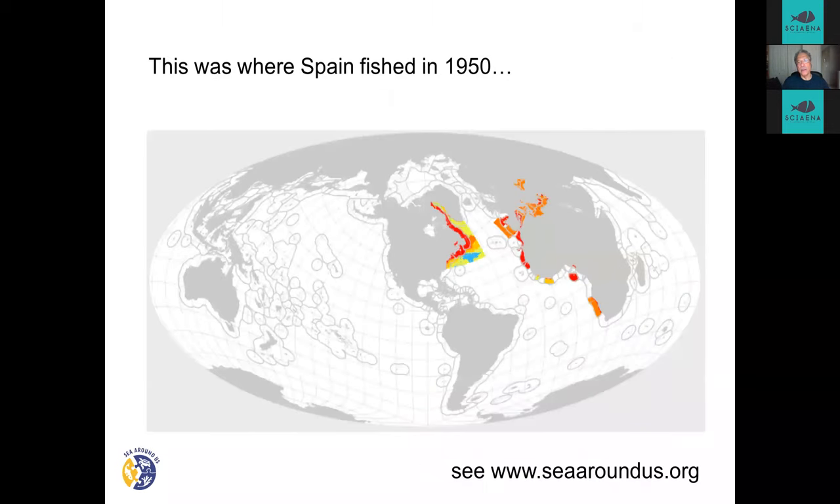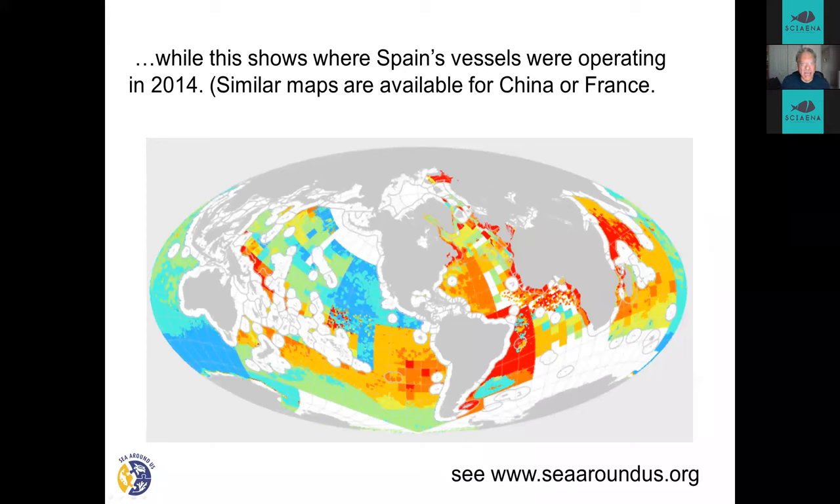Now, this pattern of expansion, you can illustrate it on our website. We have georeferenced catch data that go from 1950 to 2014. Now we are updating them to 2018. So here is, for example, where Spain fished in about 1950. Spain was operating in Canada, obviously, and along the African coast and around Spain. Now, that's where Spain operates now.